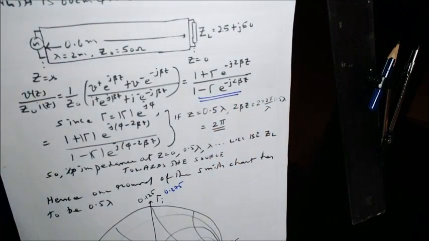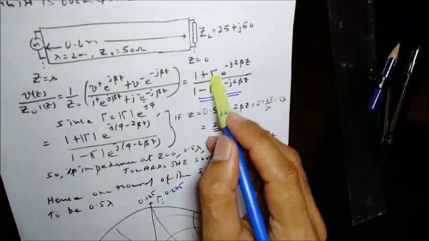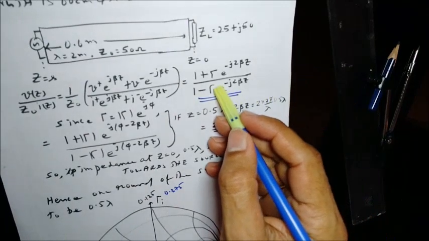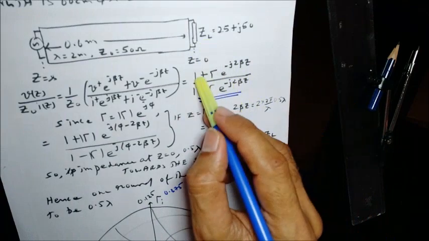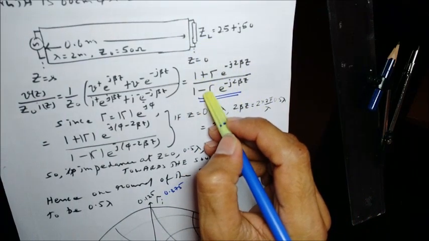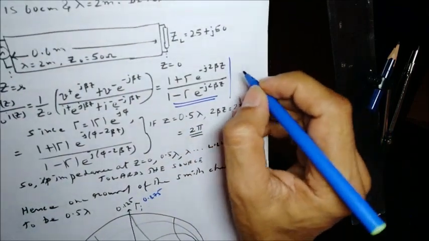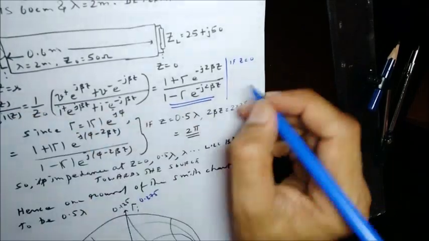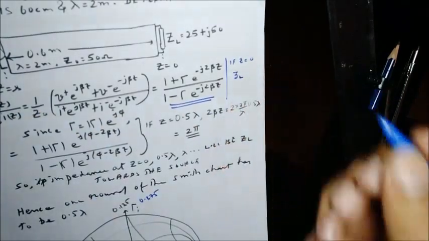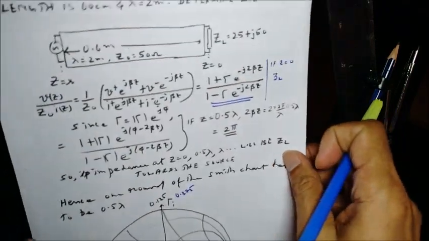And of course, needless to say, if z is substituted as 0 in this, you get 1 plus gamma by 1 minus gamma. And since z is equal to 0, the impedance at z equal to 0 has to be the load impedance. 1 plus gamma by 1 minus gamma should give us the normalized load impedance. So if z is equal to 0, we get this as equal to the normalized load impedance. Again, this was also discussed earlier, so just to recall.